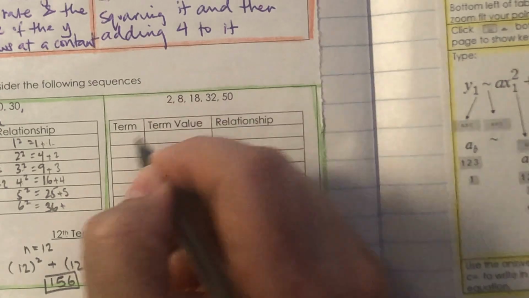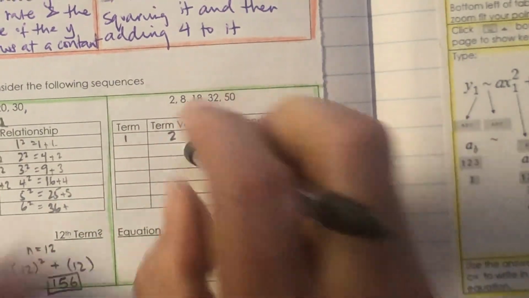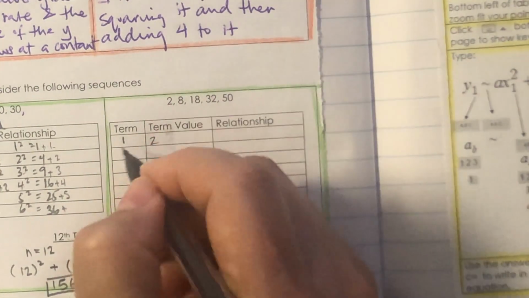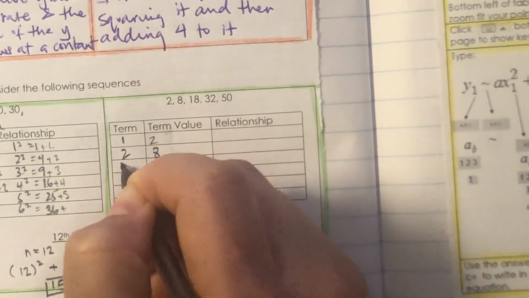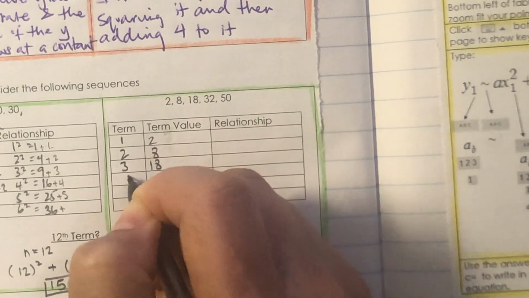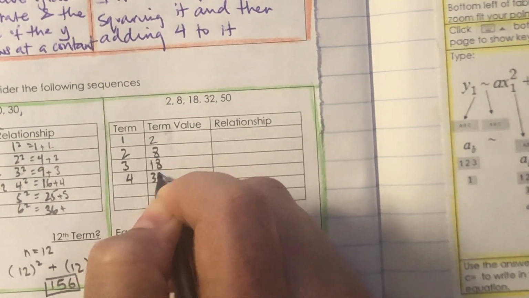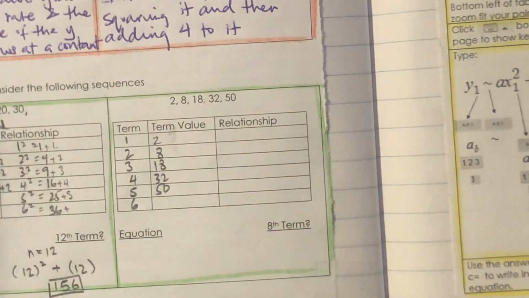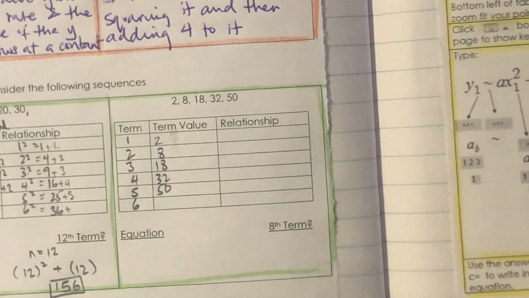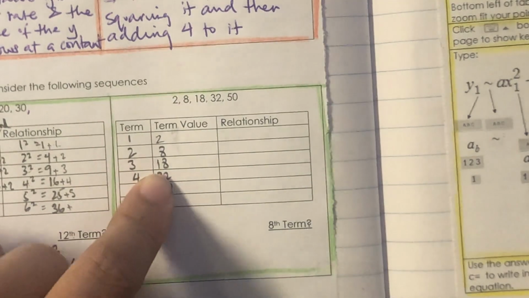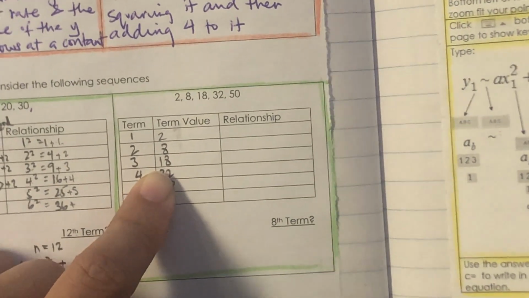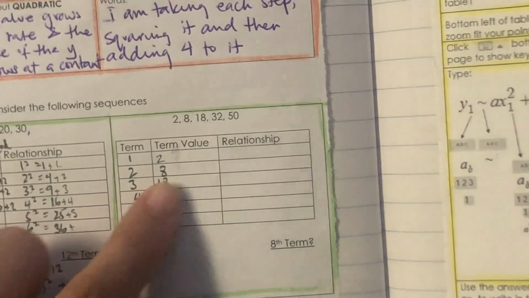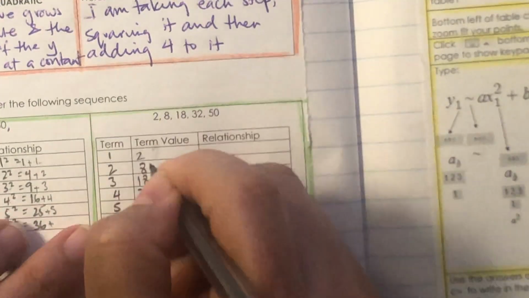So the first term is 2. And right on the left-hand side so that you can have time to check if it's quadratic. Second term is 8. Third term is 18. Fourth term is 32. Fifth term is 50. And I don't know what my sixth term is. I'm going to figure it out. So first thing I'm going to check to see is this a quadratic equation? Because if it's a quadratic, I'm already going to know it's something squared. So I can start squaring something and see if it gives me the term values. All right, so let me check if it's quadratic.